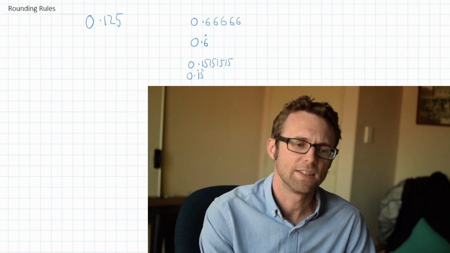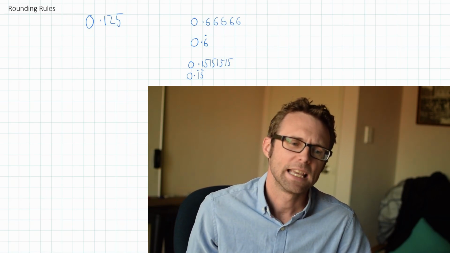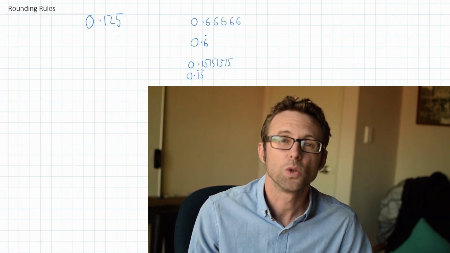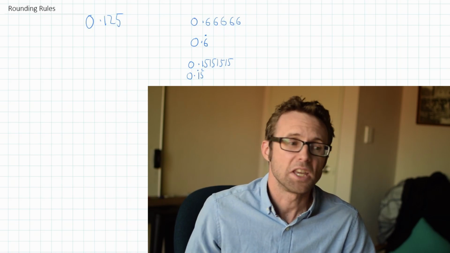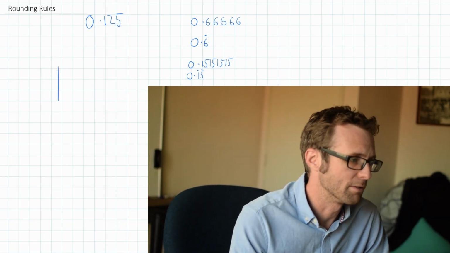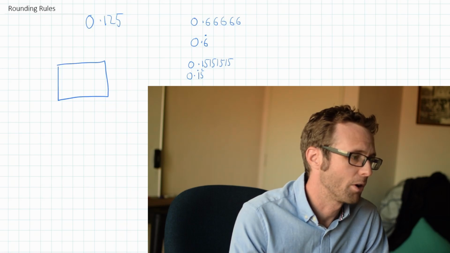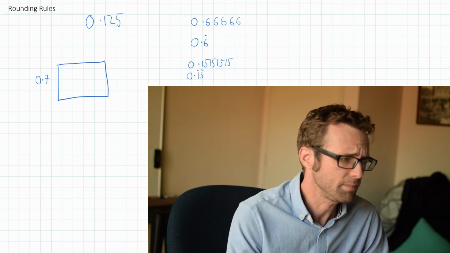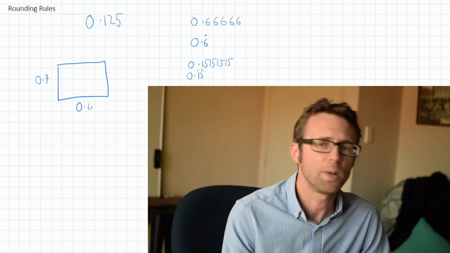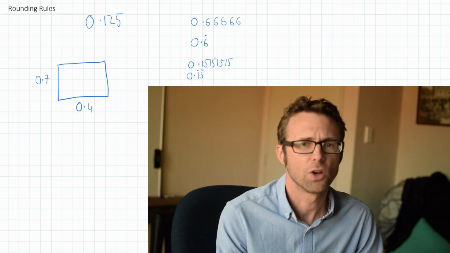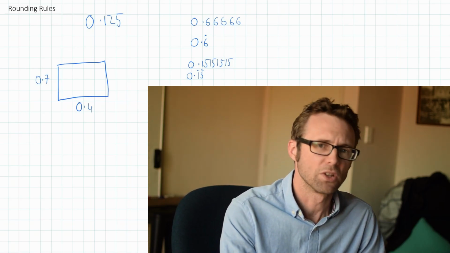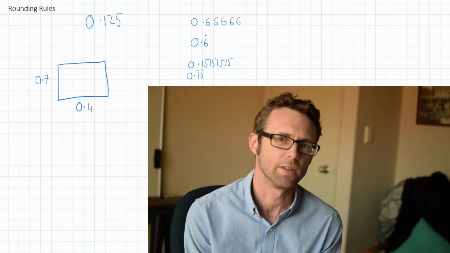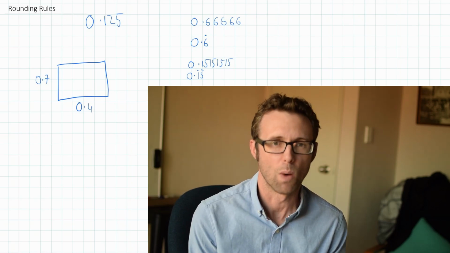The final rule is use the same accuracy as in the question or slightly better. So if the question gives you the sides of a rectangle as 0.7 and 0.4, it would be okay to give your answer as 0.28 because that's fairly close in decimal points to 0.7 and 0.4 being one decimal place each.